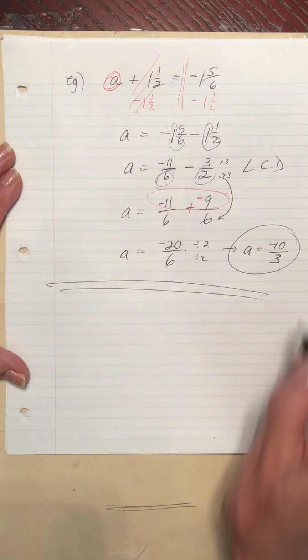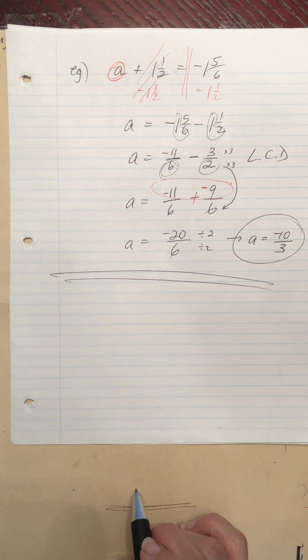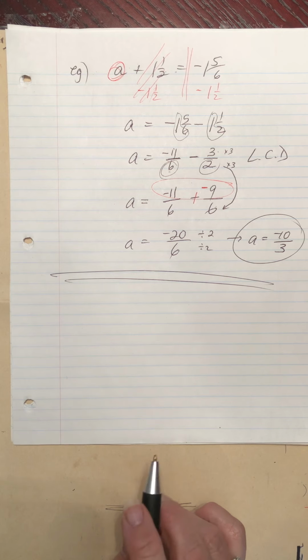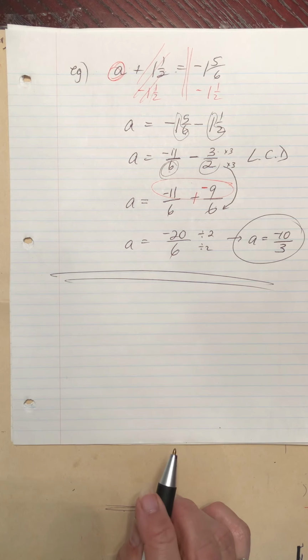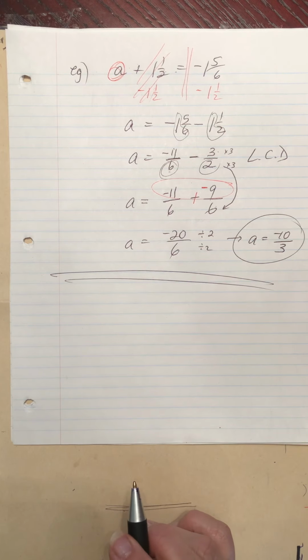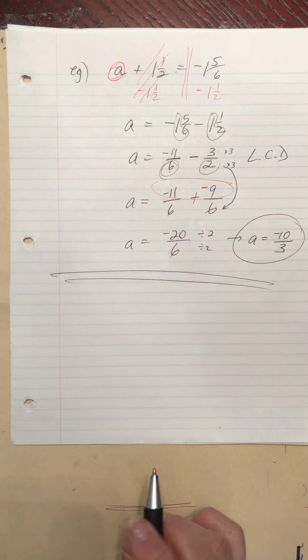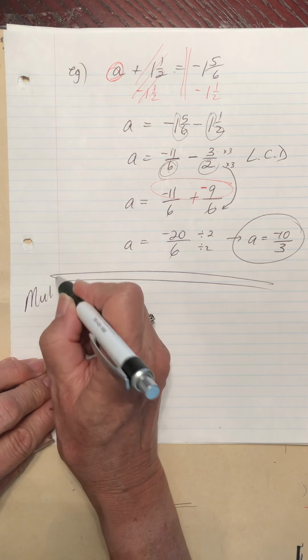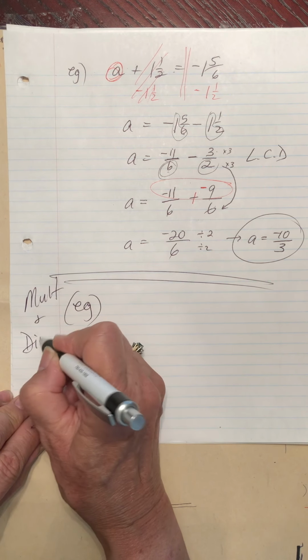But there are other operations in math. We also have multiplying and dividing. So if I have to undo multiplying, I would divide. So if I see a variable is being multiplied by a number, I'm going to get rid of that number to isolate the variable by dividing. So example, so now we're looking at multiplying and dividing.